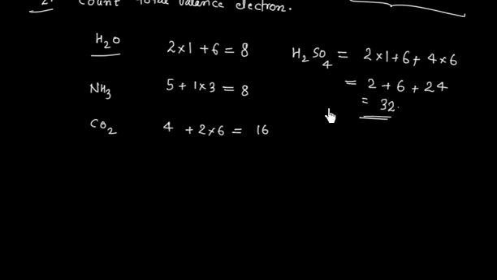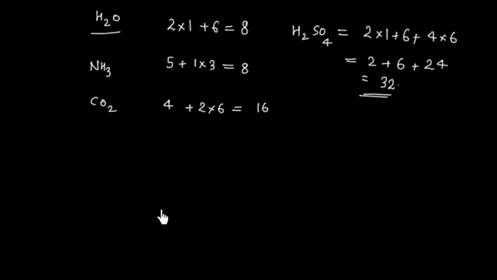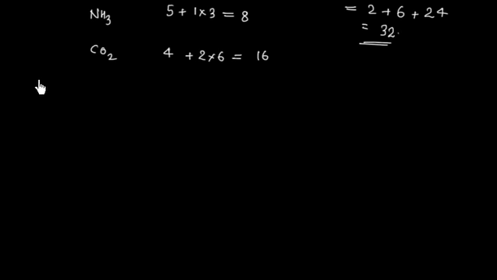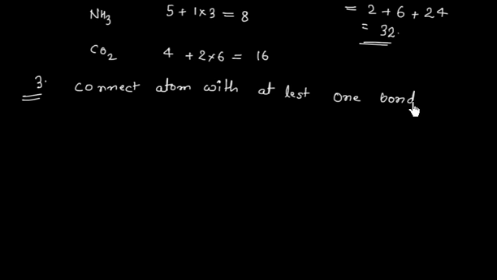So this is the total valence electron we have. Now the next step, so this is the second step, and the third step is to connect atoms with at least one bond. Now you have written the skeleton, and you have also counted the number of total electrons. Now connect the atoms with at least one bond.